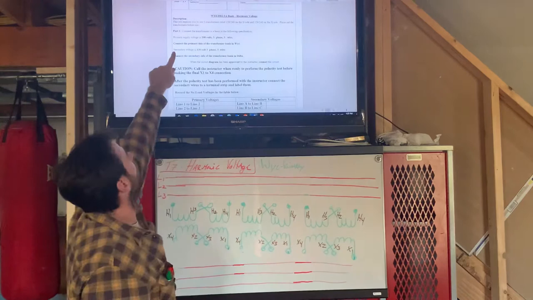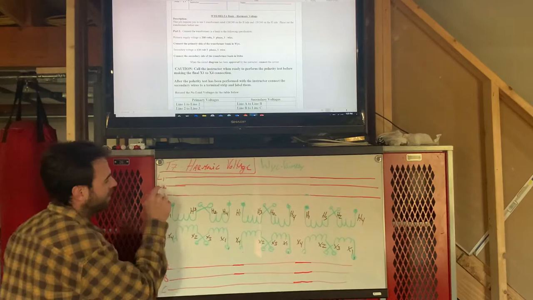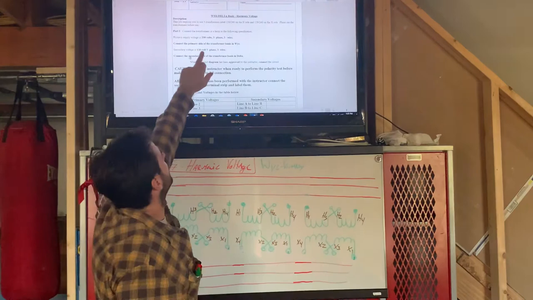So, primary supply voltage is 208, three-phase, three-wire. So that's why I only have line one, line two, and line three. We don't have a neutral yet. And we're going to connect that in a Y configuration.